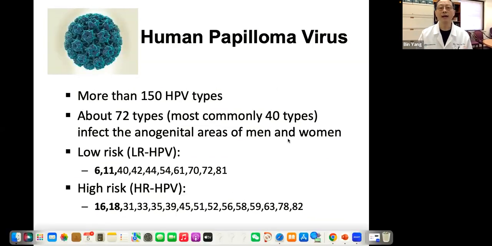There are more than 150 HPV types. The HPV types related to human disease in skin and mucosa cluster around 70 types. Most commonly, 40 types of HPV are involved in anogenital areas. Based on their malignant potential, the potential to cause dysplasia, we roughly classify them into low risk, with prototype HPV 6 and 11, and high risk, with HPV 16 and 18 as prototypes.